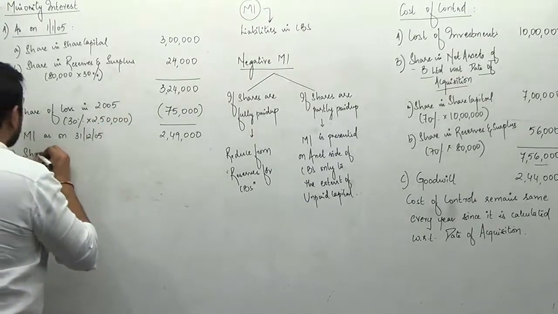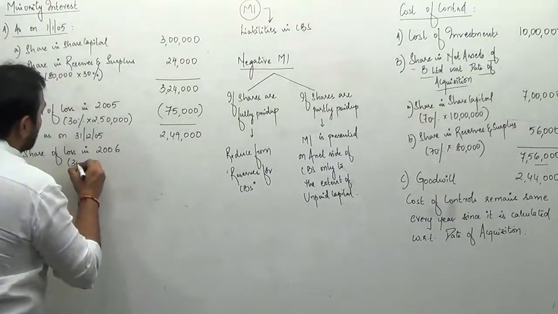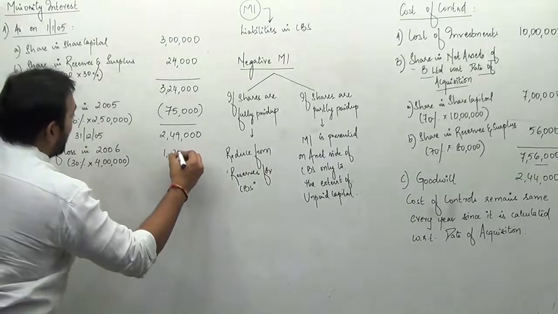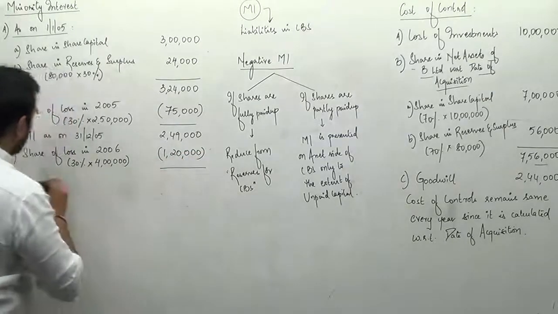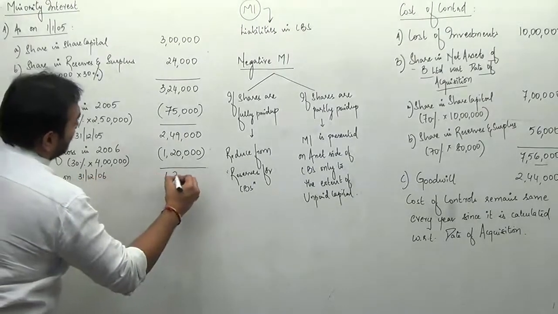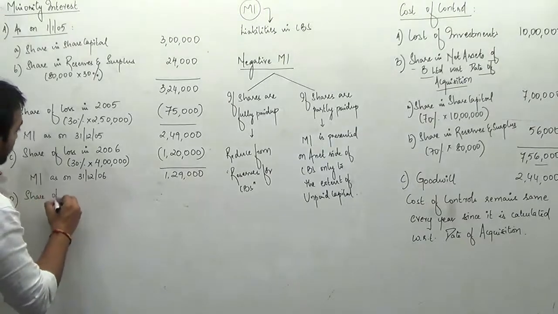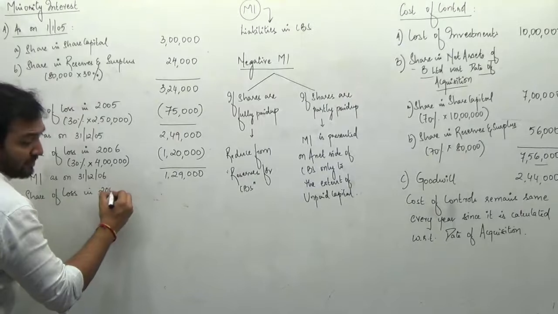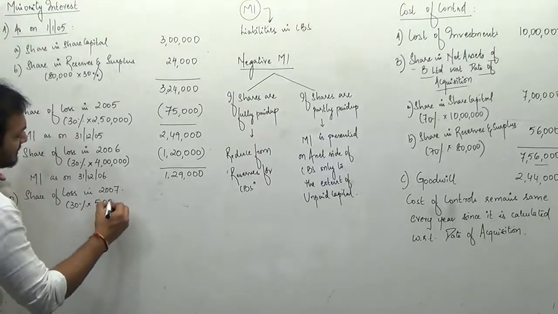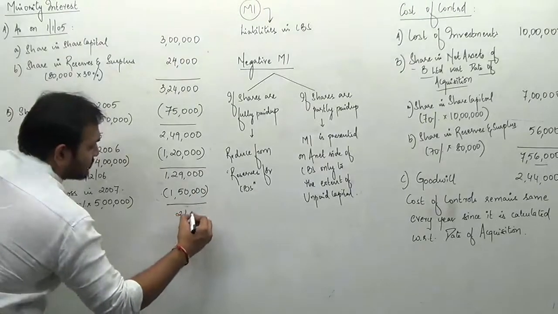Similar way we can continue. 2005 we have already considered. Consider 2006. Share of loss in 2006, 30% of loss 4 lakhs, 1,20,000 loss. Minority interest as on 31st December 2006, 1,29,000. Next, their share of loss in 2007 is 5 lakhs, 30% of 5 lakhs is minus 1,50,000. Now it becomes negative 21,000.